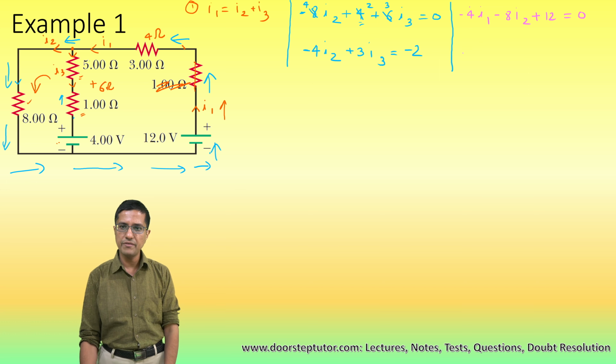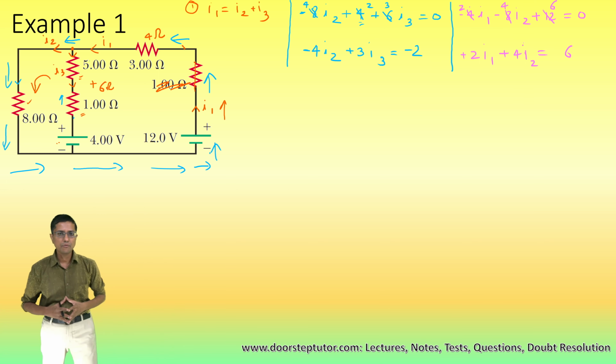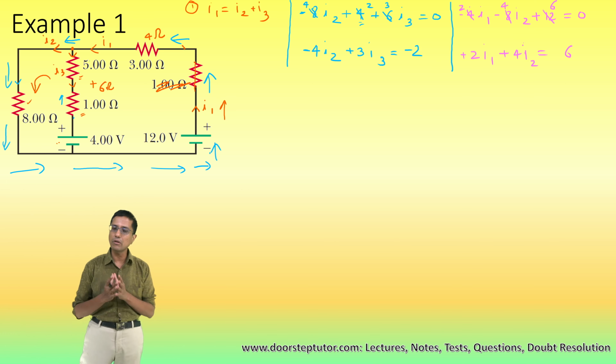So now again we divide everything by 2. This becomes 2I1, and this becomes 4I2, and this becomes 6. Okay, so this becomes minus 2I1, and we change this sign right here, plus 4I2 is equal to 6. Okay, so that's the second equation. So now we have our three equations and three unknowns, and we have to solve for that.